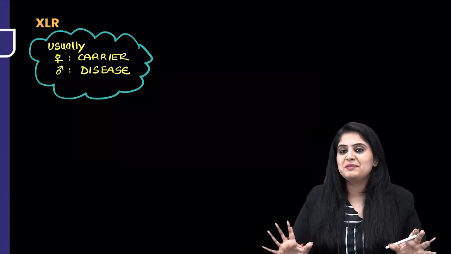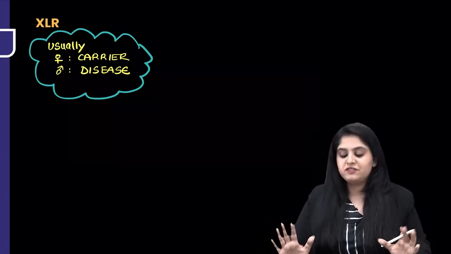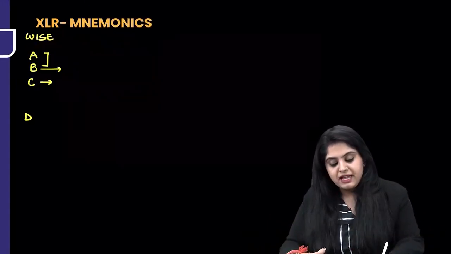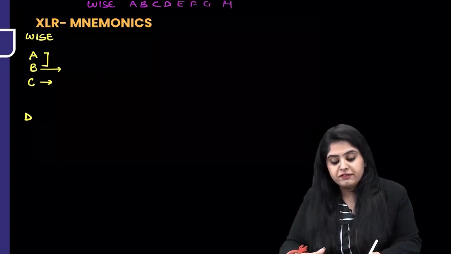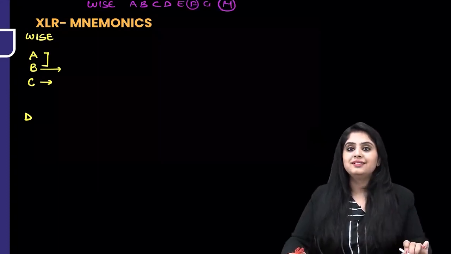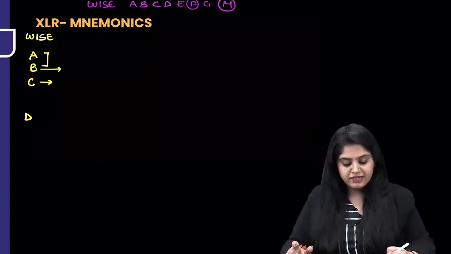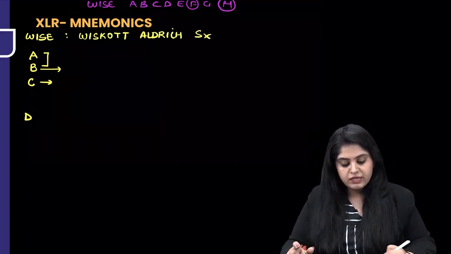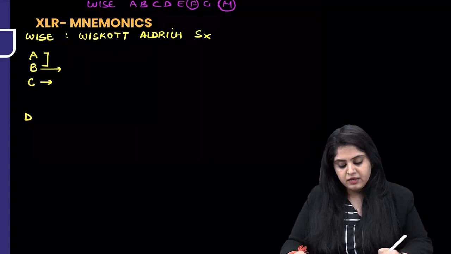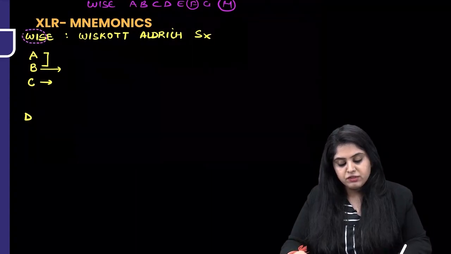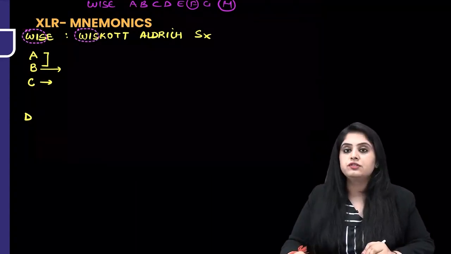So wisely, mnemonic banana: WISE A, B, C, D, E, F, G, H. What is your mnemonic over here? We have a mnemonic which is known as WISE A, B, C, D, E, F, G, H, out of which you already know that Fabry's and Hunter's will come here. Right? Fabry's and Hunter's will come. Let's start. When I say WISE, the W stands for Wiskott-Aldrich syndrome. Common sense again being put over here. So the W is going to stand for Wiskott-Aldrich syndrome.